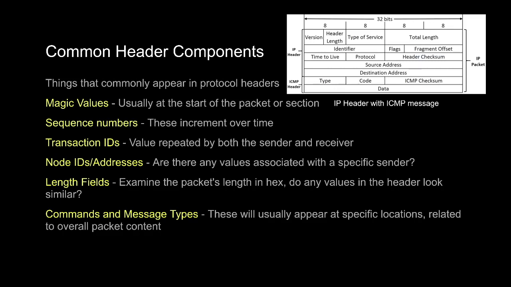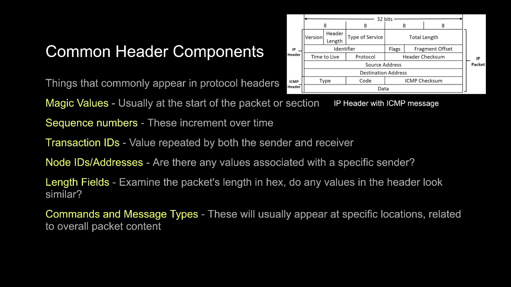So let's get a little bit into the common components of protocols. There's things that I will see in protocol headers that are fairly common. Things like magic values, which will be right at the start of a packet. They could also indicate the start of a section of a packet. An example actually is the DHCP, which I just showed. The DHCP cookie is in the middle of the packet towards the end, where all the actual options are. That's an example of a magic value that appears later on in the packet.